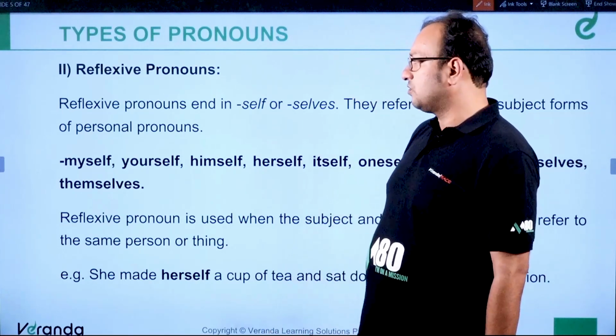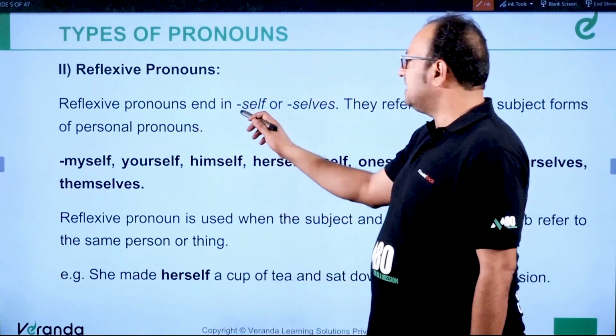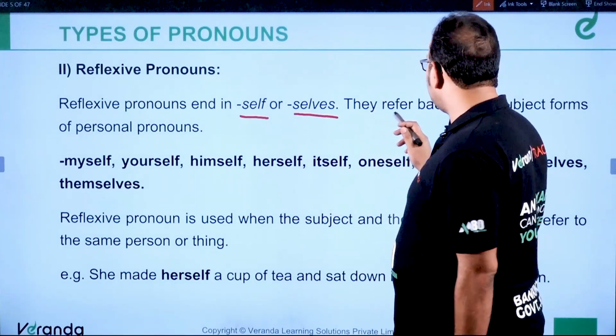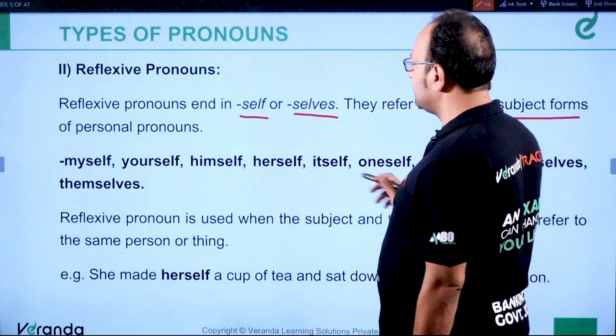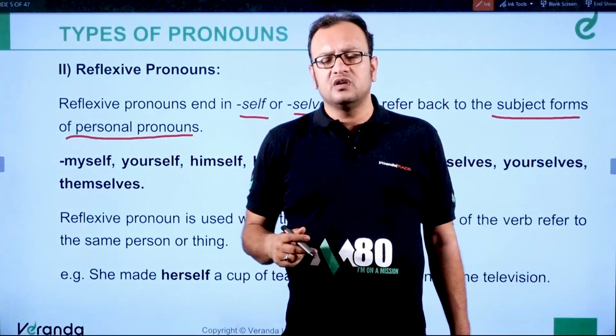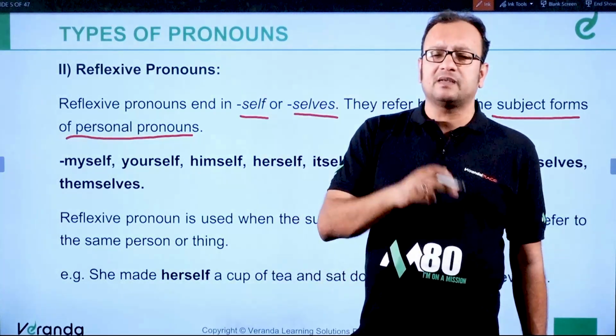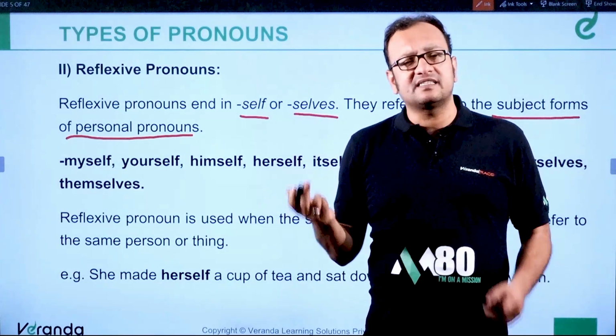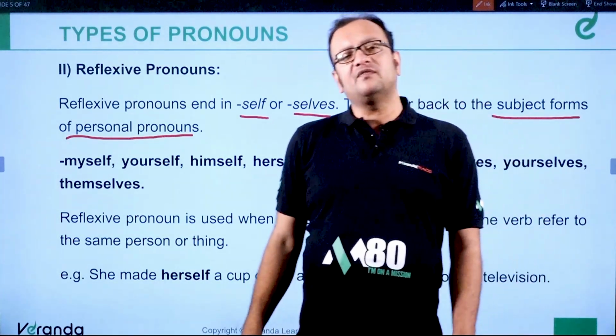The next is reflexive pronouns. Reflexive pronouns end in self or selves, they refer back to the subject forms of personal pronouns. So reflexive pronouns are those pronouns which are used to refer back to the subject. When the subject and the object are the same person, then we use the reflexive pronoun.